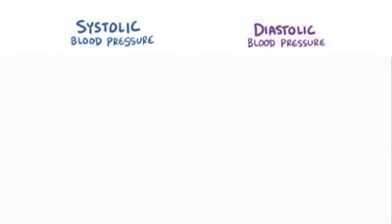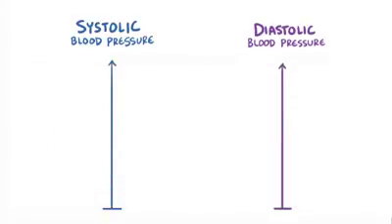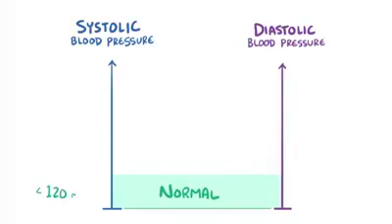The guidelines for categorizing blood pressure have recently changed to reflect a growing body of evidence that shows even moderately high blood pressures can significantly increase your risk for developing heart disease. Now, normal systolic blood pressure is defined as less than 120 millimeters of mercury, and a normal diastolic pressure is less than 80 millimeters of mercury.